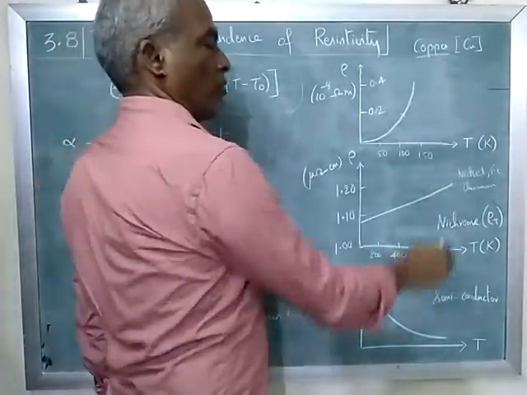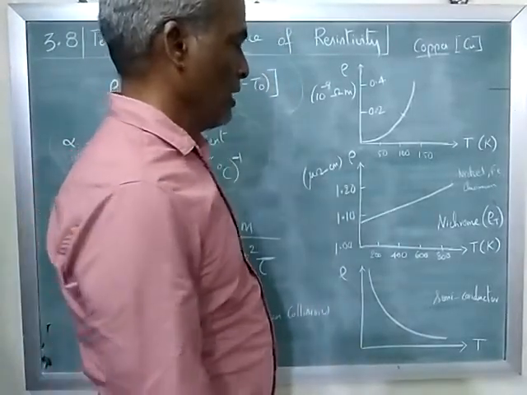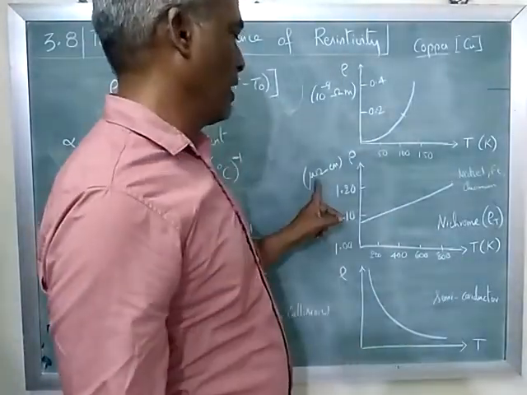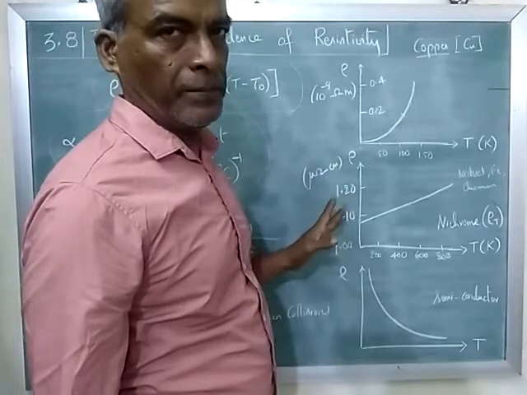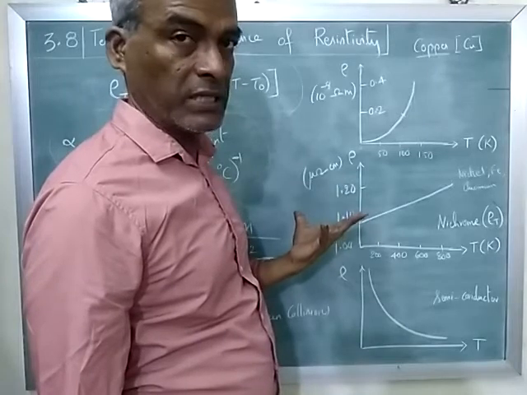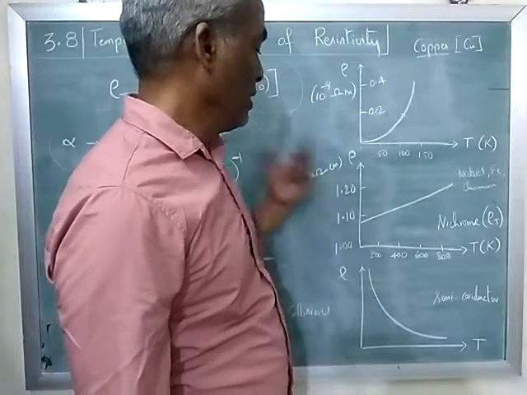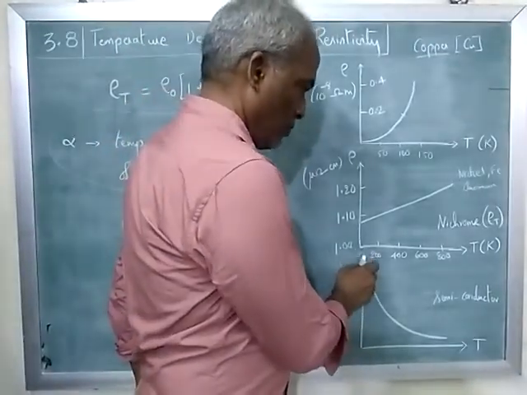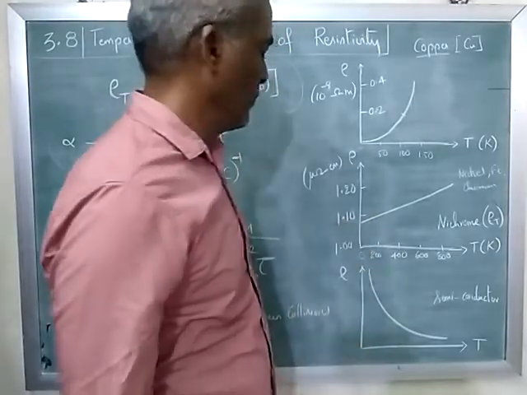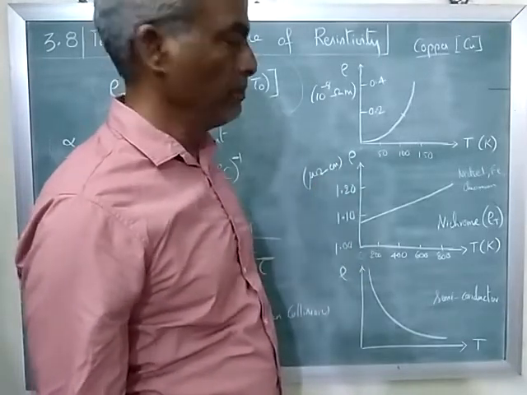Now coming to the case of nichrome. This is almost the same for manganese and constantan. The x-axis is temperature in Kelvin. The y-axis is micro ohm centimeter. Here it was ohm meter, here it is micro ohm, 10 power minus 6 ohm, centimeter, 10 power minus 2 meter. For 0 Kelvin, you can see that it is very close to 1.10. That is, the resistivity is 1.10 micro ohm centimeter.